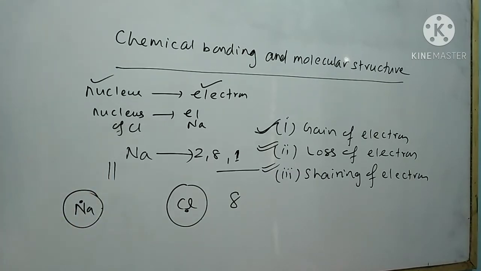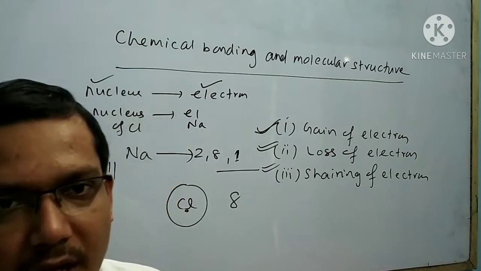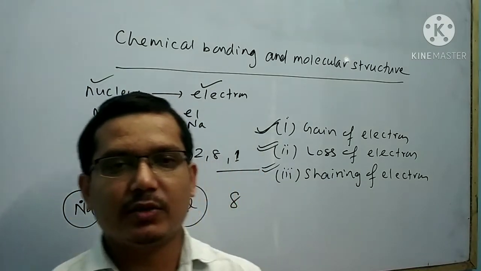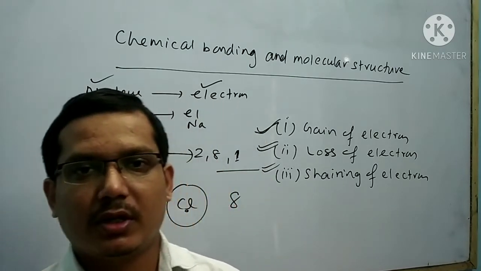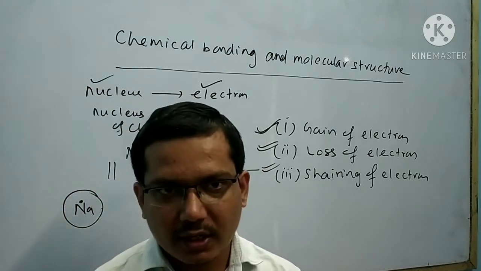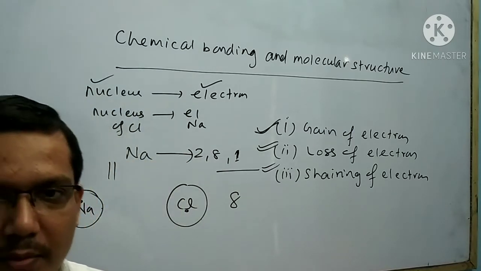This attractive force is called chemical bonding. That means chemical bonding is nothing but one type of attractive force. The attractive force that holds the constituent particles close together in a chemical species is called a chemical bond.